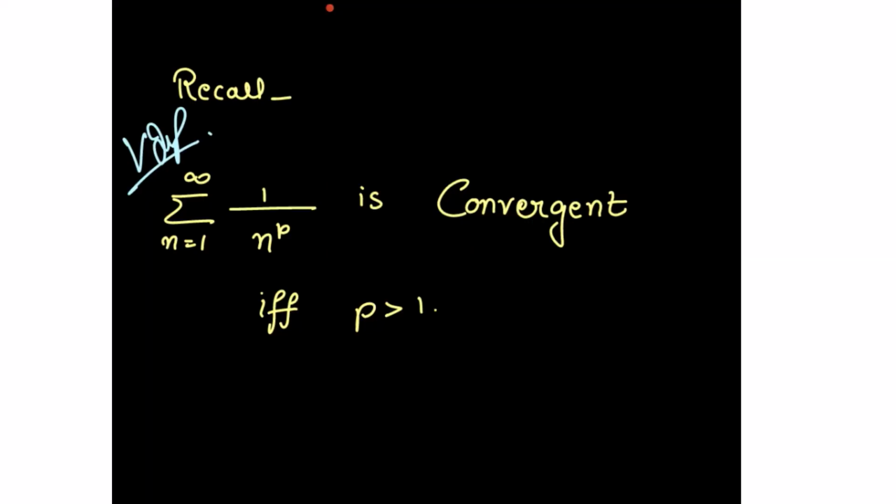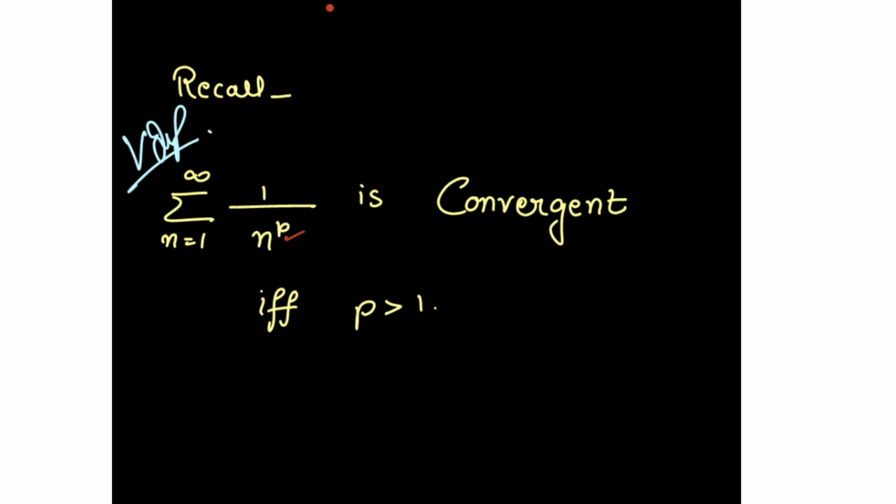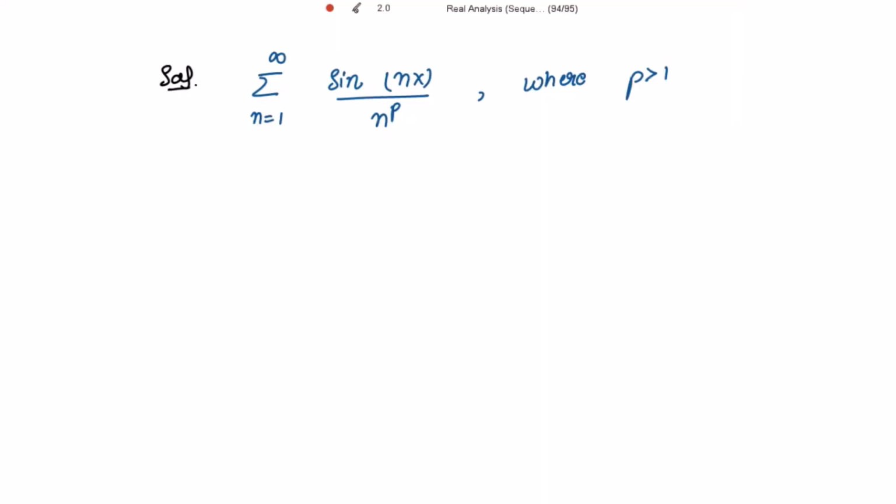And there is a very important result to recall over here: summation n going from 1 to infinity of 1 over n to the power p is convergent if and only if p is strictly greater than 1. So if p is greater than 1, then we say that such a series is convergent. Right? So this result is also very helpful. Let's start with the solution.